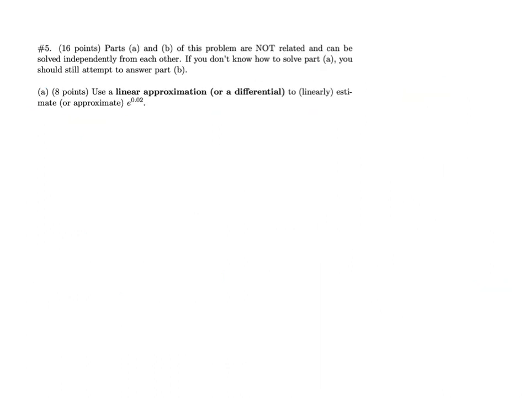In question 5, part A, we want to use a linear approximation or a differential to estimate e to the 0.02. So the way this works is we want to use a function L(x), which is a linear approximation to a given function. And the formula for L(x) is going to be f'(a) times (x minus a) plus f(a). So in order to use this formula to find a linear approximation or a linearization, we have to have some function that we're starting with.